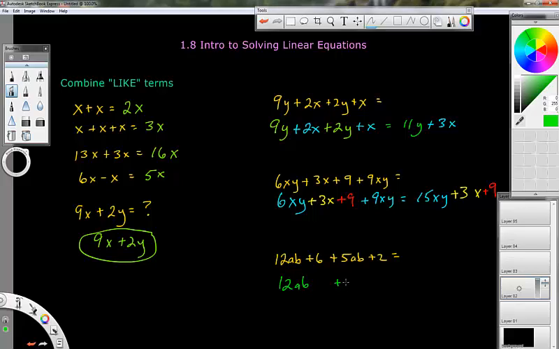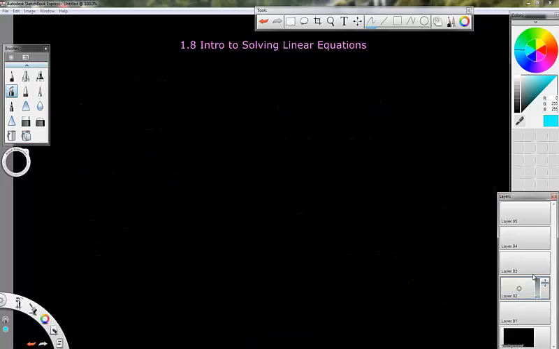12ab plus 5ab. That's going to be in green. And I'll do these so they stick out a little bit. Now these numbers, of course you can combine those and make those 8. Okay, so for the green part, we're going to have 17ab. And for the blue, we will have plus 8. Okay, and that's how you would handle something like that. Like and unlike terms.